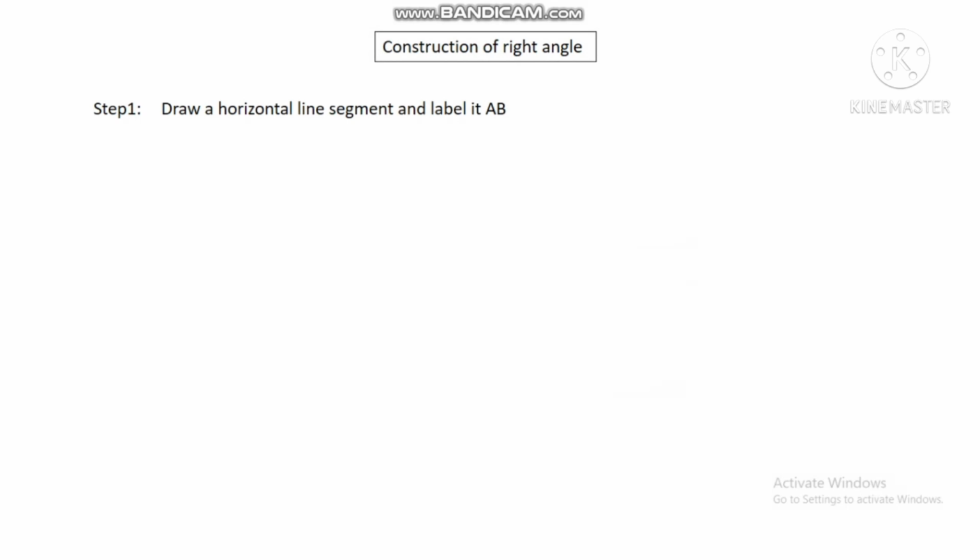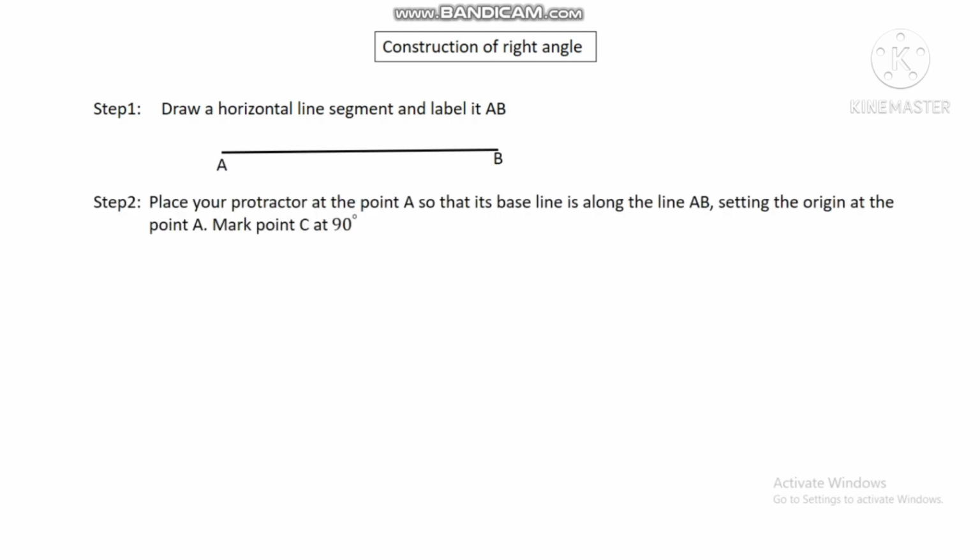Step 1. Draw a horizontal line segment and label it AB. Step 2. Place your protractor at the point A so that its baseline is along the line AB, setting the origin at the point A. Mark point C at 90 degrees.